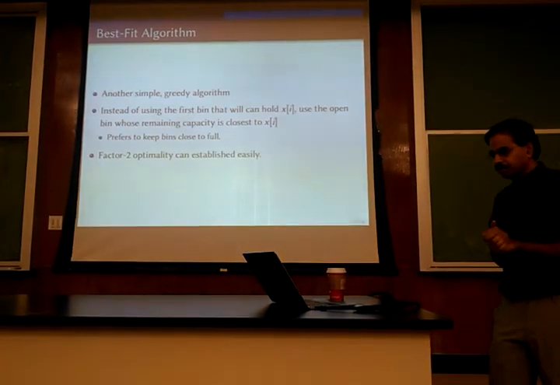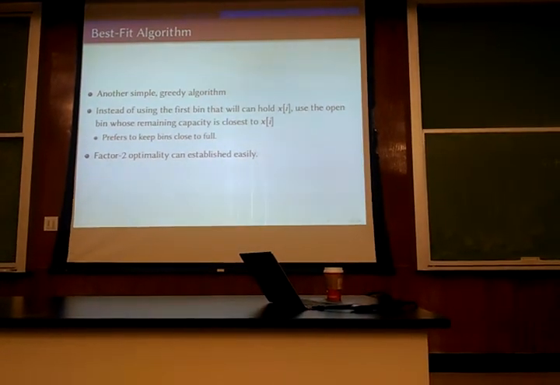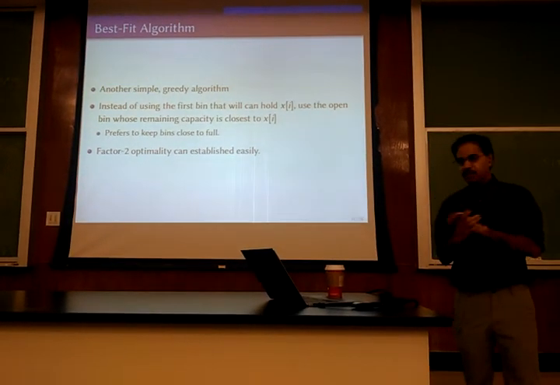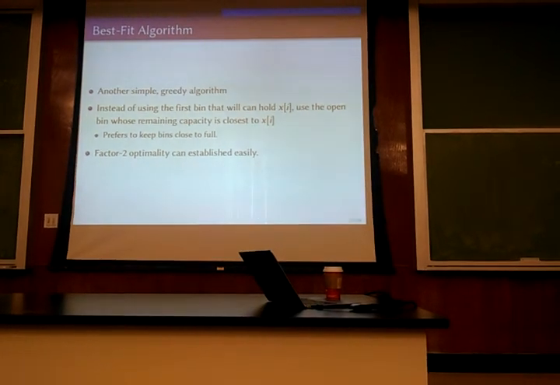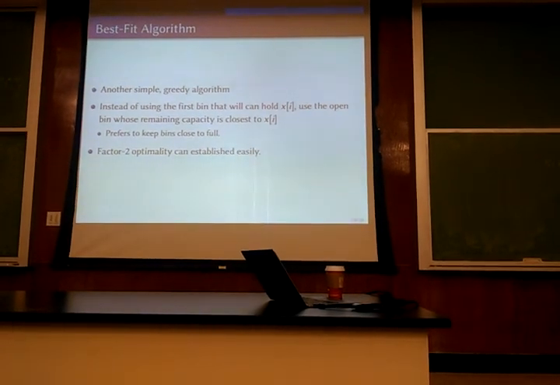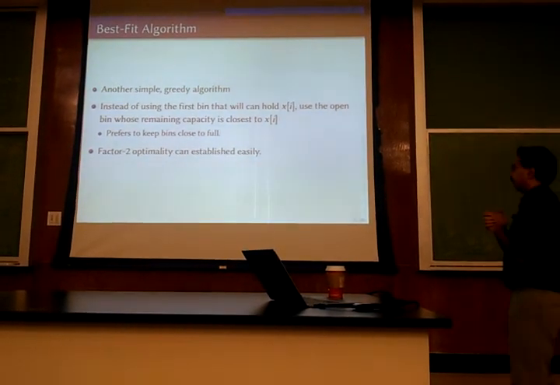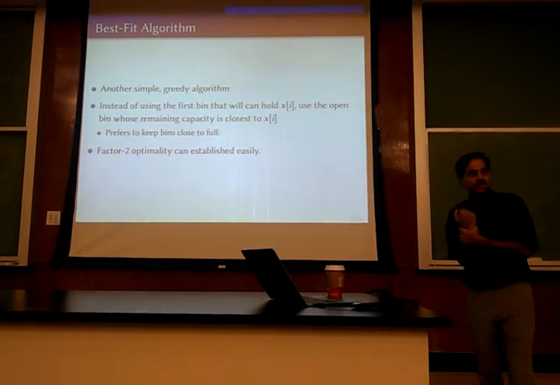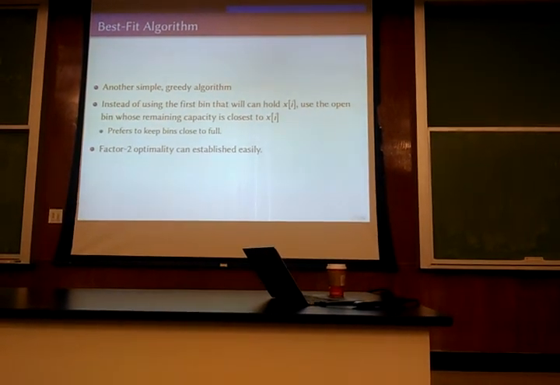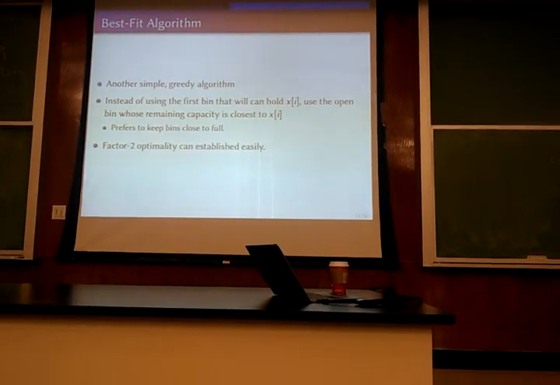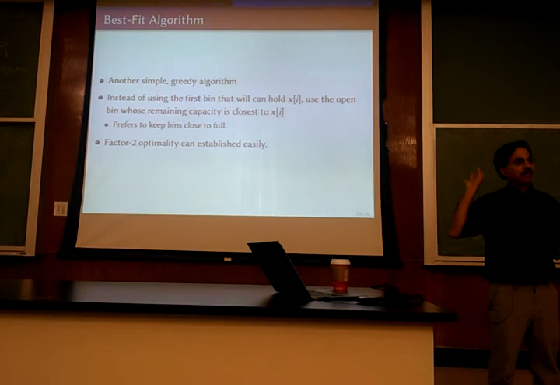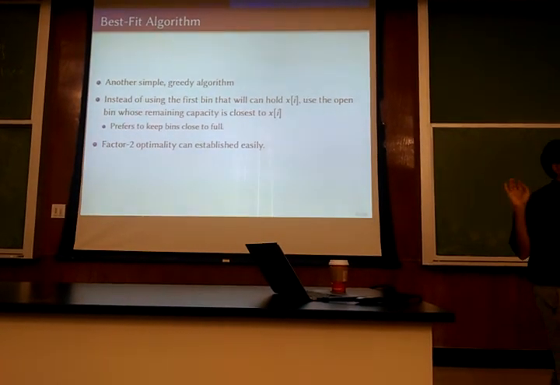Okay, you've heard of the best fit algorithm, which is another basically greedy algorithm. Instead of putting the item into the first bin that's large enough to hold it, you find the bin whose capacity is closest to the size of the item. Of course, it should be a little bit larger, otherwise you can't put it in. But you want to find the best fit. So out of the remaining capacities of all the open bins, which one is the closest fit to the next item?